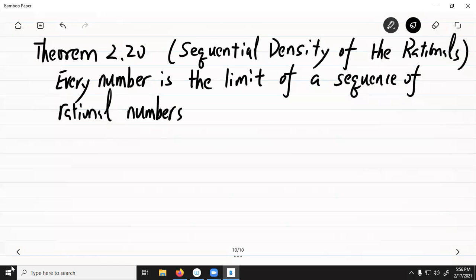So this is called the sequential density. We can always find a sequence of rational numbers approaching any number. So the next one is about the closed set. What is the meaning of a closed set?